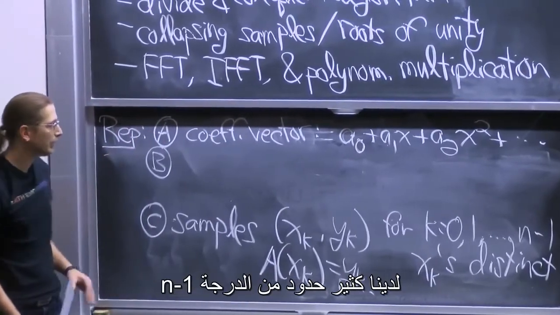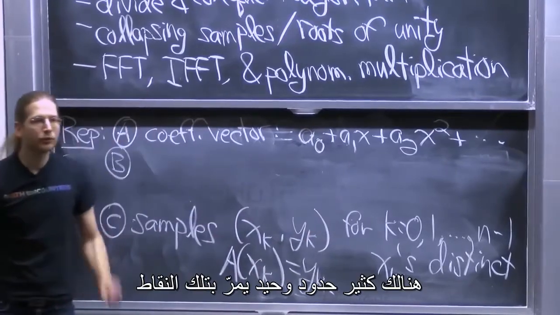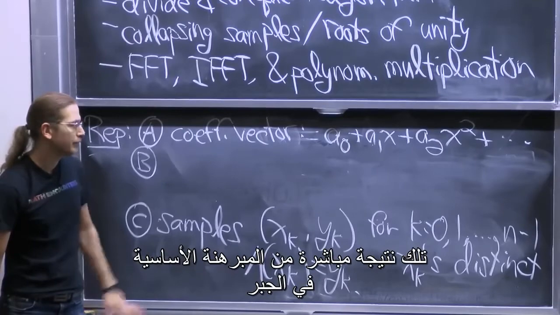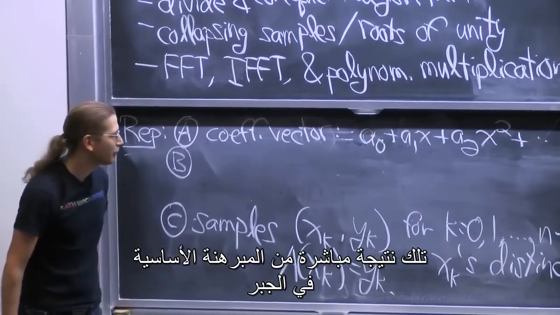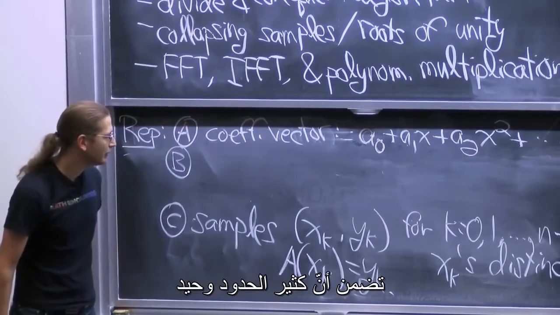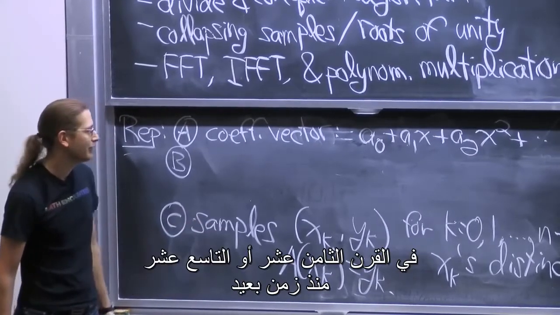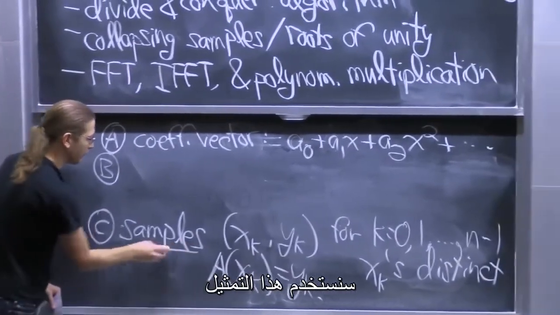If you have a degree n minus 1 polynomial and you have n samples, there's only one polynomial that passes through all those points. It's a consequence of the fundamental theorem of algebra. That gives you uniqueness. Existence, I think, was proved by Legendre in the 1800s, a long time ago. This is good. This is what we're going to use.